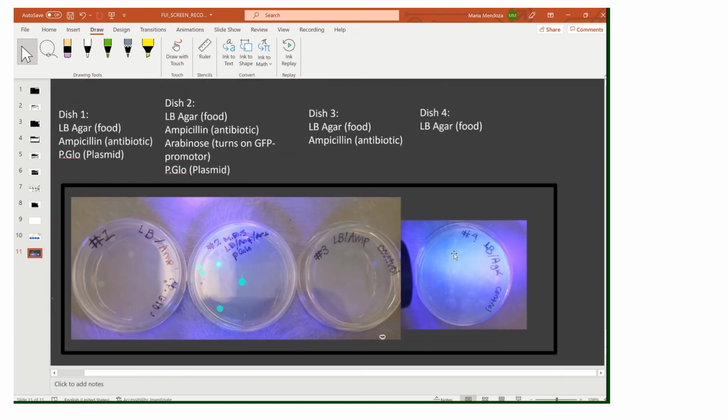All of this opaqueness was a lot of growth of bacteria. So make sure to thank your colleagues for you, because they did a wonderful job for you. Okay, so now we can talk about your report.